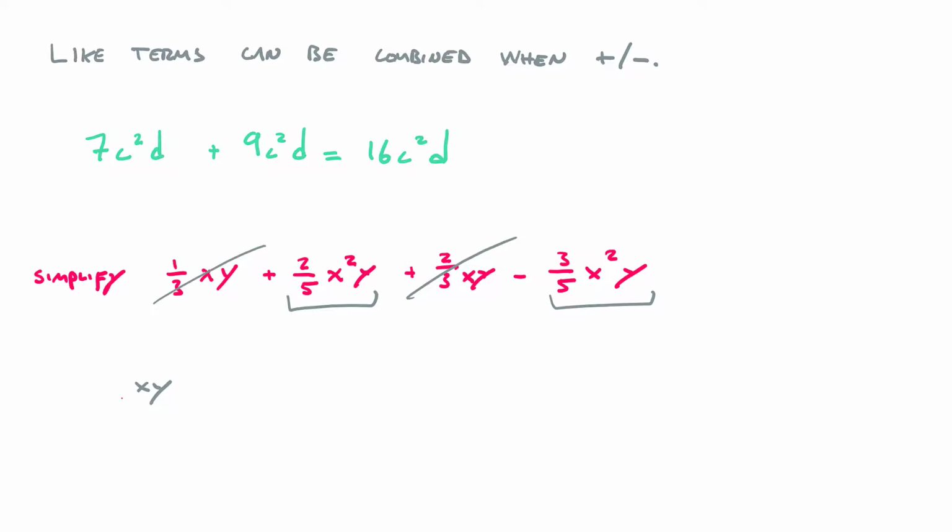There is indeed 2 instances of x squared y. One of them has a coefficient of 2/5. The other one has a coefficient of negative 3/5. This one's a little bit more challenging because we're subtracting them, and you're actually subtracting a bigger number.